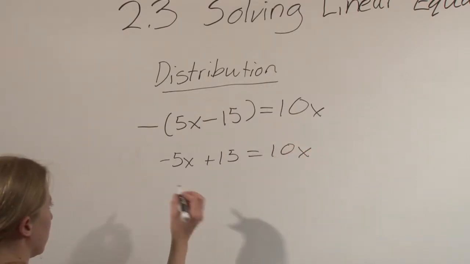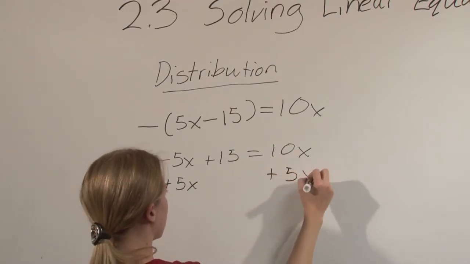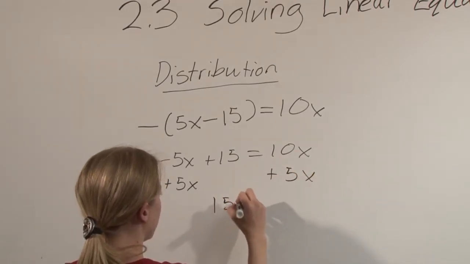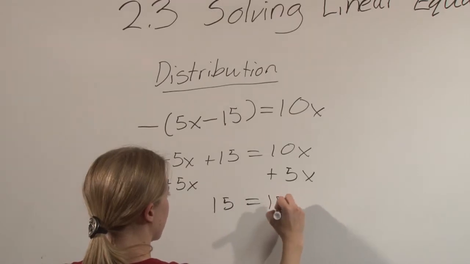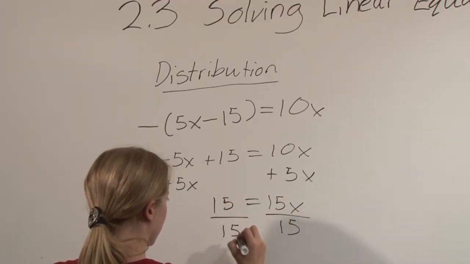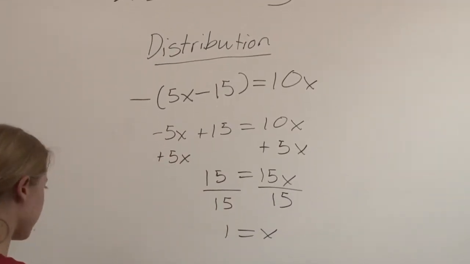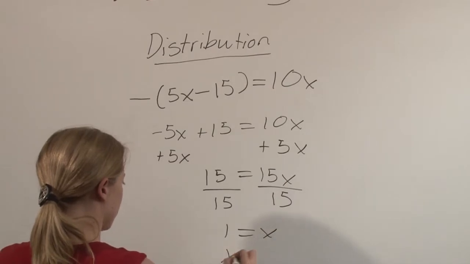So now I'm going to add the 5x to both sides so that now I have 15 equals 15x. Dividing both sides by 15 gives me 1 equals x, which is the same as if I had x equals 1.